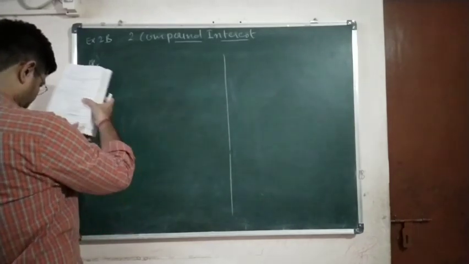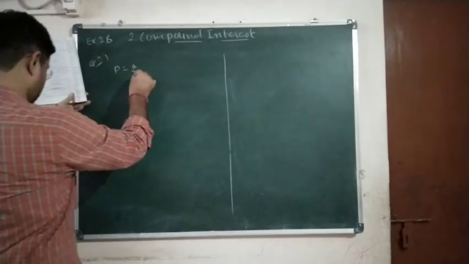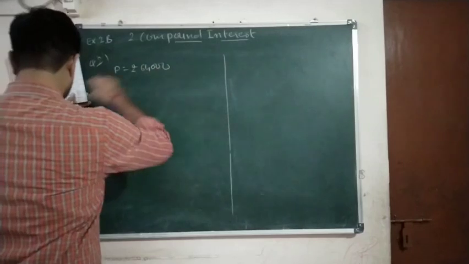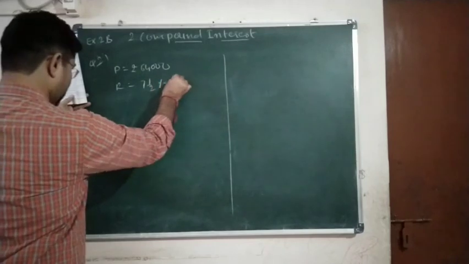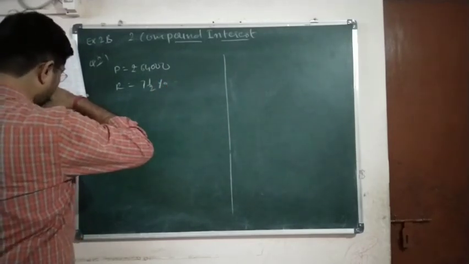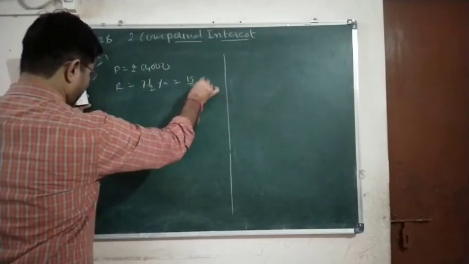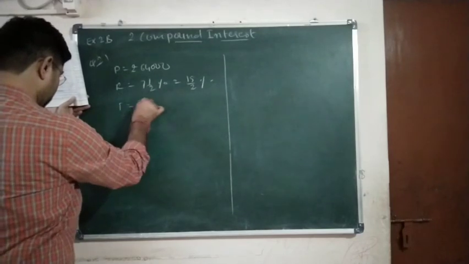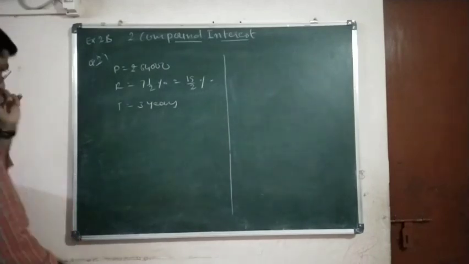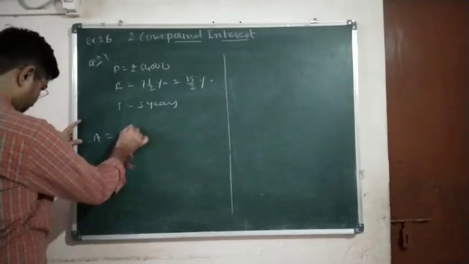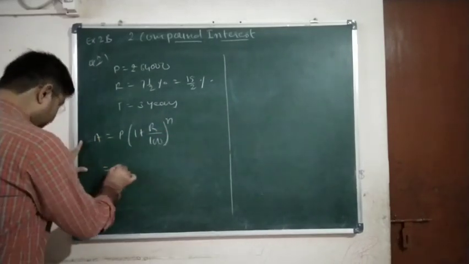Calculate the amount and the compound interest. Again here, principal is given to be rupees 64,000. Rate is given 7.5%, which is equal to 15 by 2, you can write, and time is 3 years. Yes or no? So let us put the formula. Amount A is equal to P into (1 plus R upon 100) raised to N.